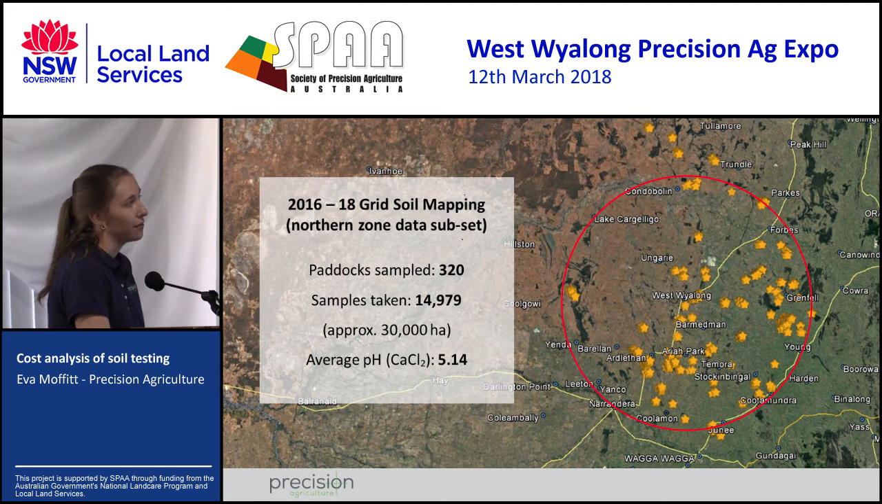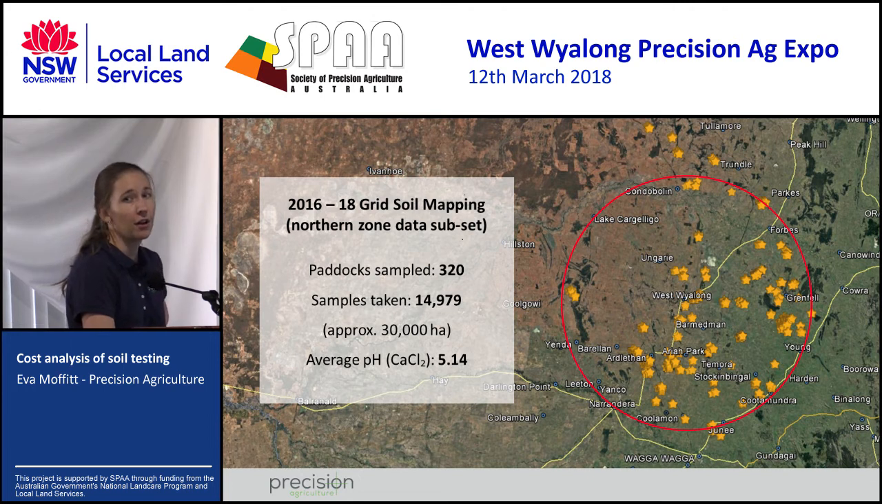Interestingly, the average of that data set was 5.14 pH in calcium chloride. I did the same analysis last year based on all the data in my area, which is basically here down to the border, and that average was 4.92, I think. So this data set is slightly more alkaline. I think some of that might be that heavier country coming through, but also maybe just the individual farmers in that region, I'm not sure.